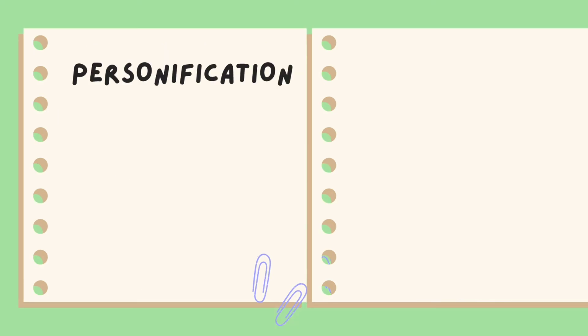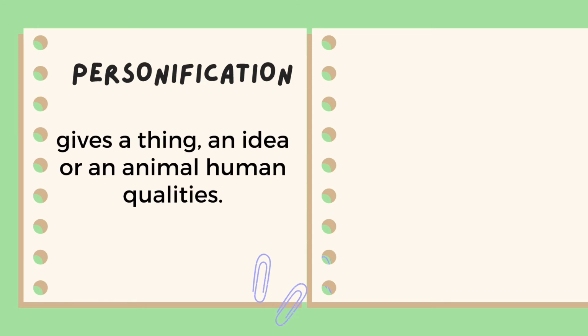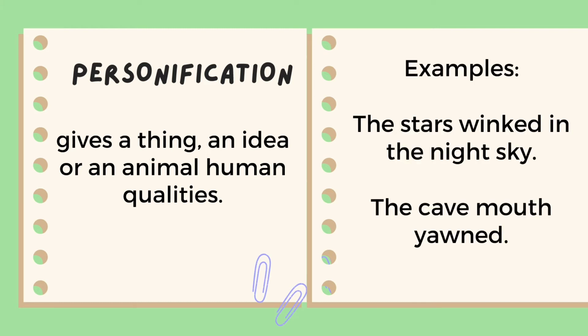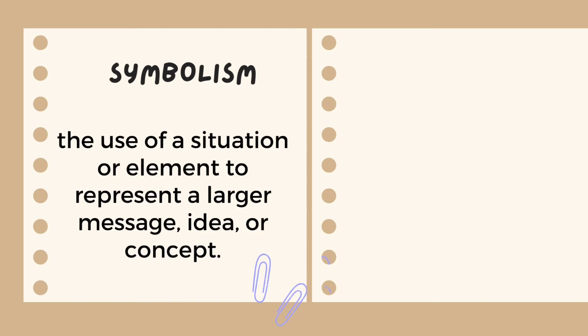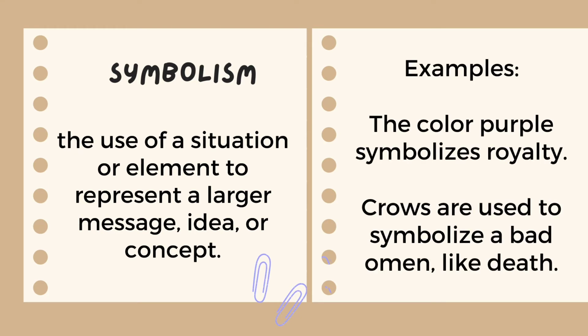Next is personification. It gives a thing, an idea, or an animal human qualities. Here are some examples. The stars winked in the night sky, and the cave mouth yawned. We also have symbolism. It is the use of a situation or element to represent a larger message, idea, or concept. Examples are: the color purple symbolizes royalty, and crows are used to symbolize a bad omen like death.